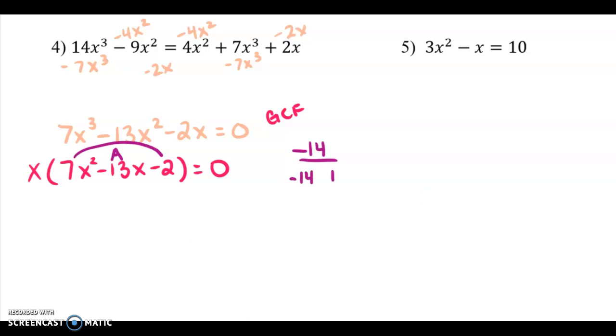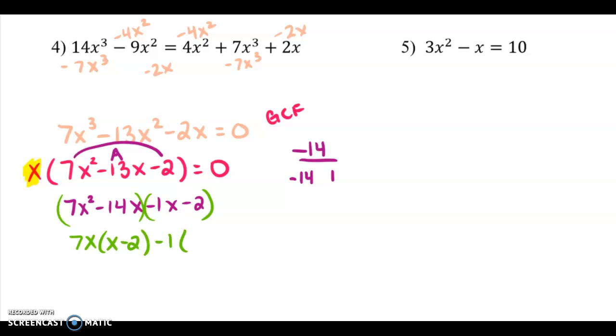So I'm just going to highlight my GCF here and then go ahead and use my factoring by the British method. So 7x squared minus 14x plus 1x minus 2 equals 0, but I won't even include that part. Group the first 2, group the second 2, pull out a 7x, leaves me with x minus 2, pull out a negative 1, leaves me with x.